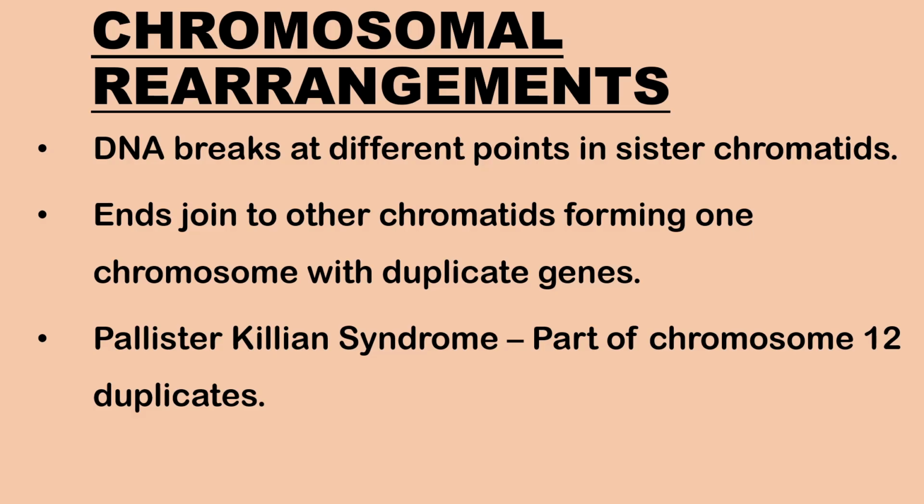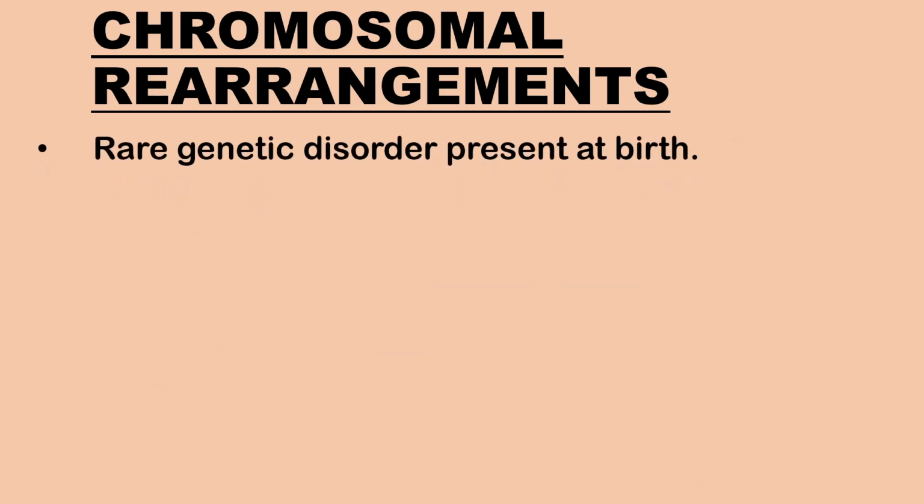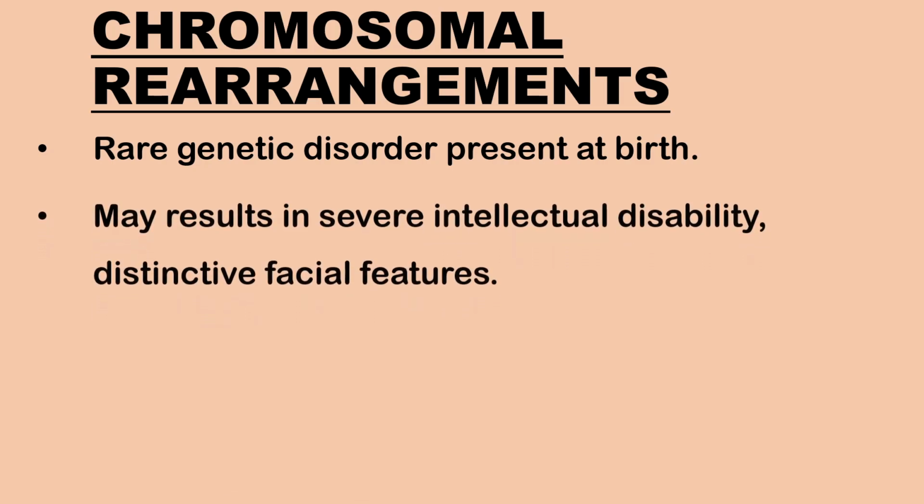Pallister-Killian syndrome is the result of part of chromosome 12 getting duplicated. It is also known as isochromosome 12p syndrome. It is a rare genetic disorder present at birth. This syndrome may show severe intellectual disability, distinctive facial features, and results in seizures and other congenital disorders.